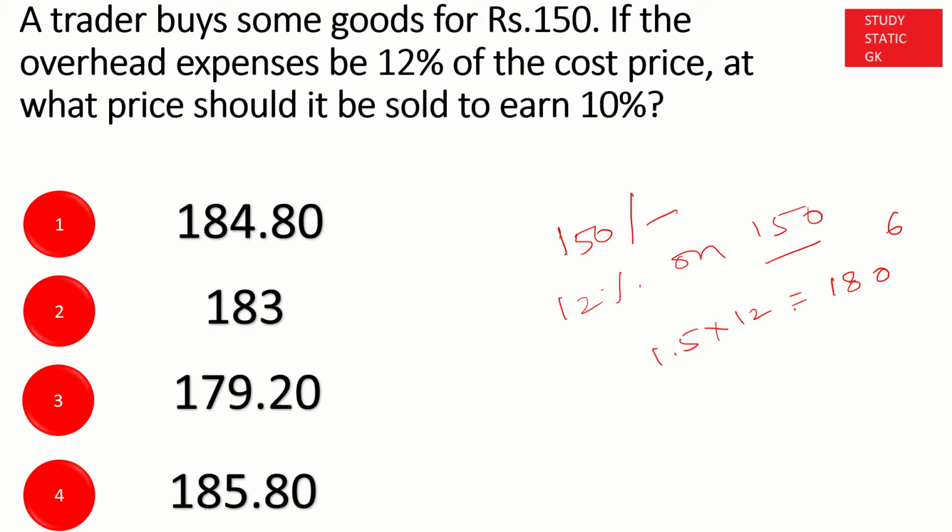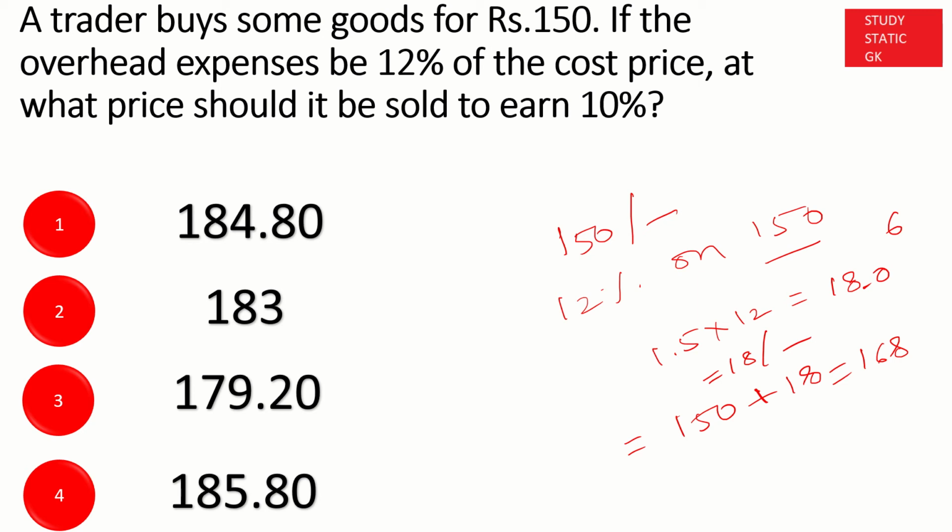So the 12% is nothing but 18 rupees, 12% of 150. So the overall cost price to the trader is 150 plus 18, that is nothing but 168. Am I right? Okay, 168 is the cost price.